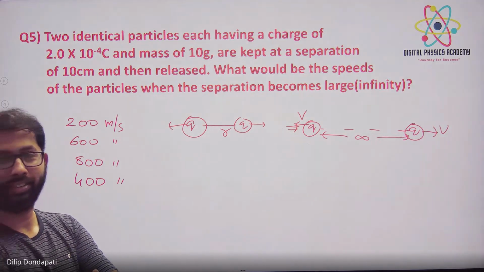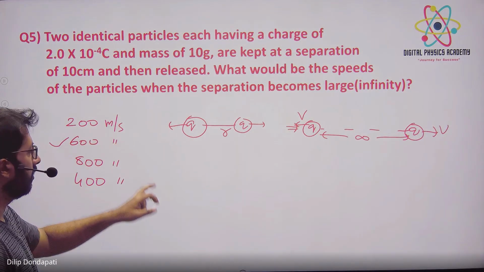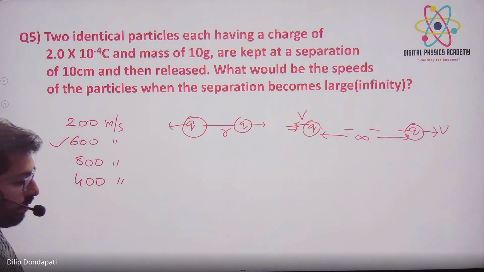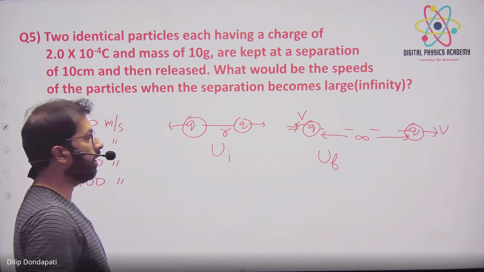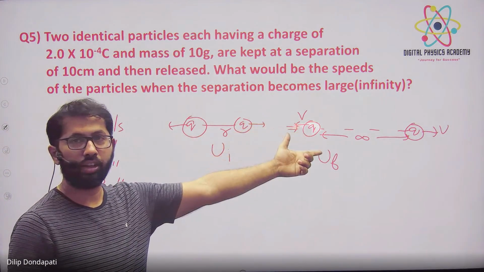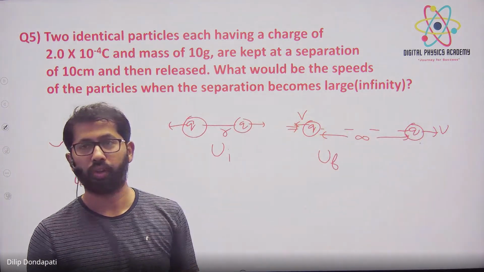600 meters per second. How much? 600. Yes, 600. So same concept: final configuration, initial configuration. We can apply conservation of mechanical energy to find the kinetic energy. And when you're calculating the kinetic energy, you have to use half mv square plus half mv square. Okay.